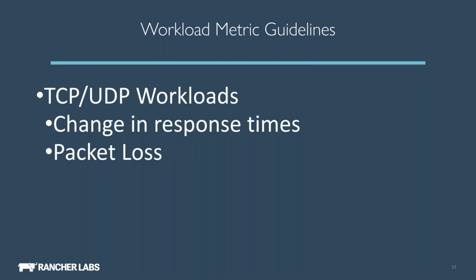TCP and UDP workloads. So essentially anything that's not layer 7 is down in layer 3 and 4. And packet loss is a big one. So packet loss can mean a lot of things. It could be high network volume. It could be there's a problem in your network. There's a problem in your CNI plugin. There's a lot of things in there. So packet loss is really important. I would even apply packet loss to applications that are HTTP based, because it really comes down to what's going on in your network at the time, and a lot of things can affect that.